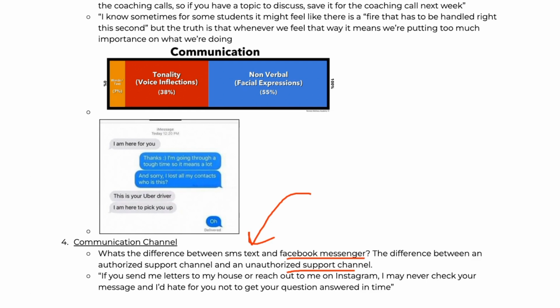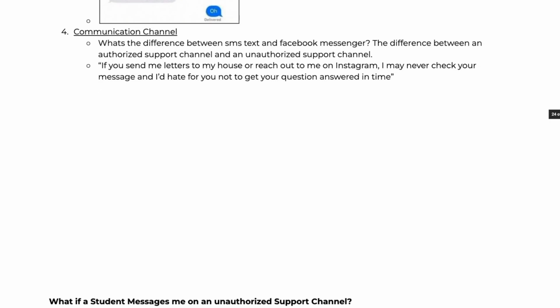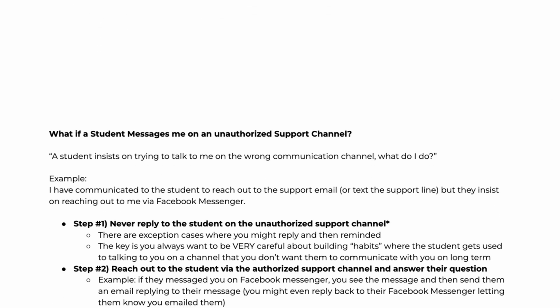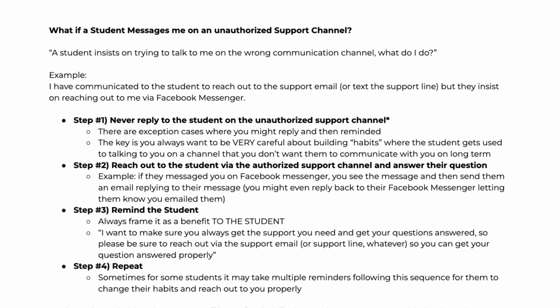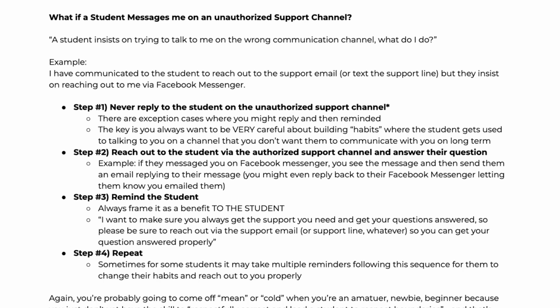And so on that note, when we talk about authorized support channels, the question that oftentimes comes up is, hey, what if a student messages me on an unauthorized support channel, right? A student insists on always talking to me on the wrong communication channel. What do I do? Or I told them, hey, we're not going to be handling discussions through text message, and then every single time they message me, they send me a massive paragraph, expecting me to solve all their problems, right? Or maybe I told them to reach out to me via the support email, or via the text to support line, but they insist on reaching out to me via Facebook Messenger.